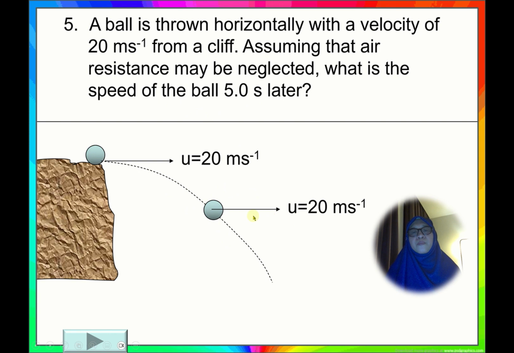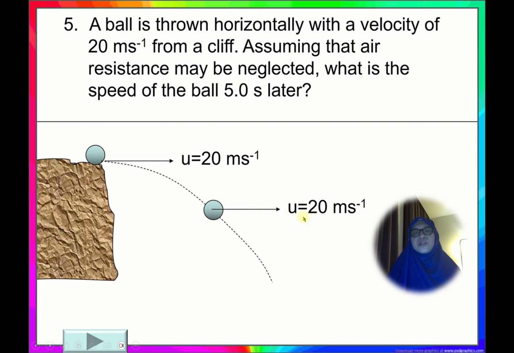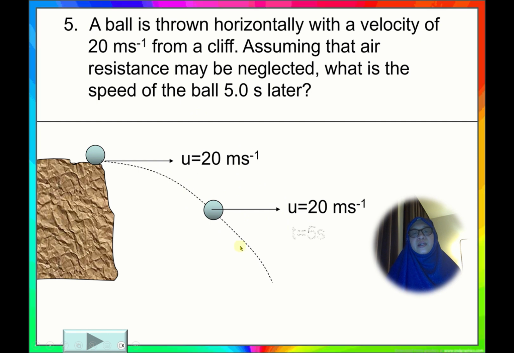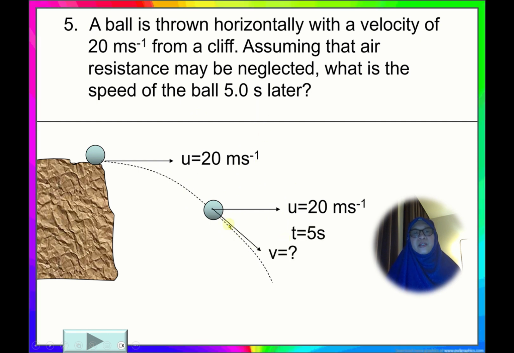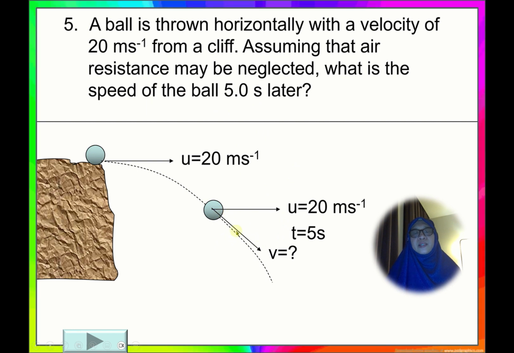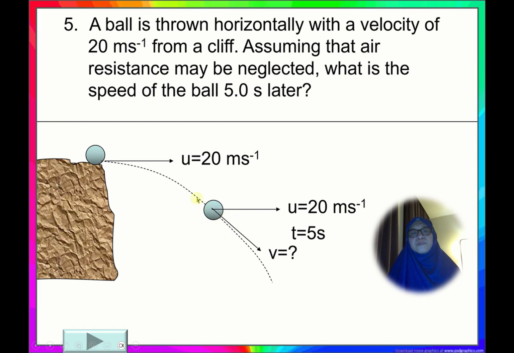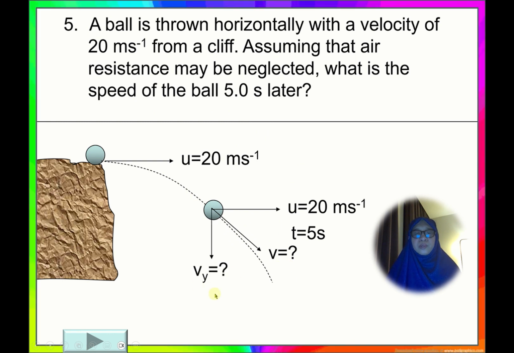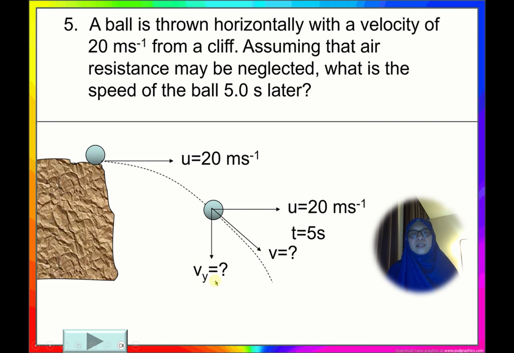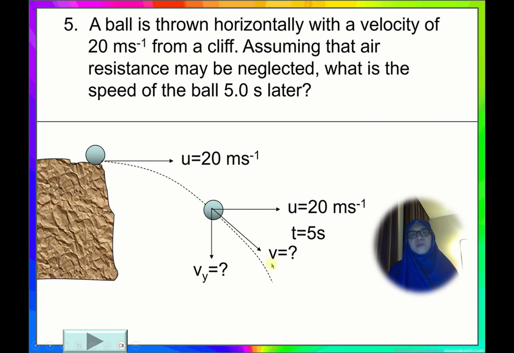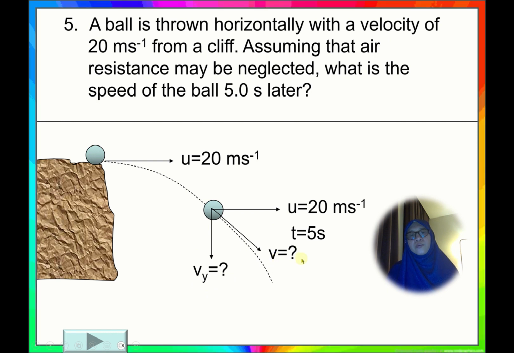So the horizontal component of the speed is always the same. So the ux will be 20 meter per second, but we don't know the uy. So time taken is 5 seconds. This speed is tangent to the point on the projectile curve. So we just need to find Vy. Vx equals u. Vy is the one thing we need to find before we find V, where we can use Pythagoras theorem.